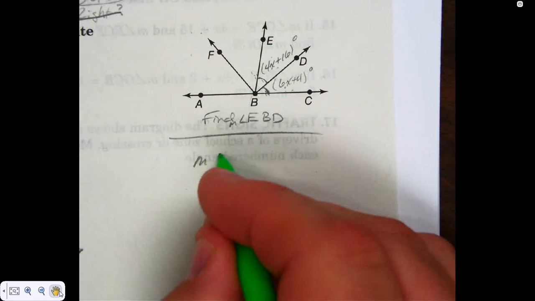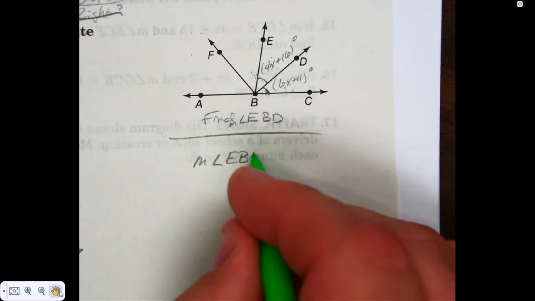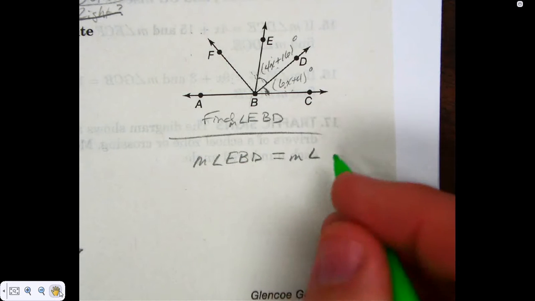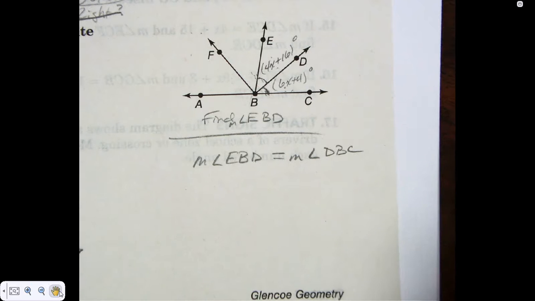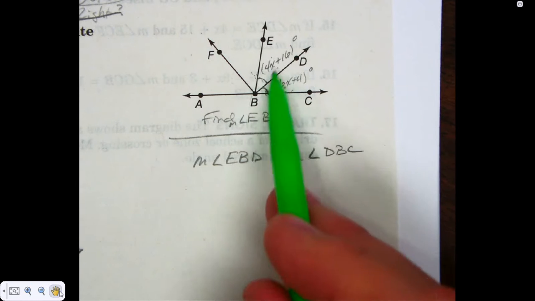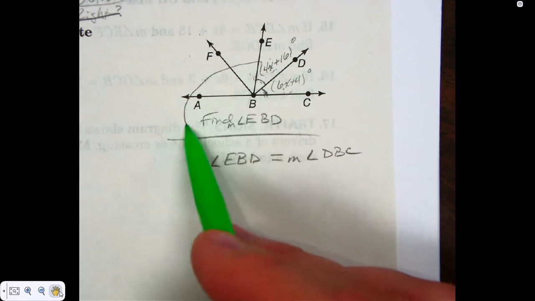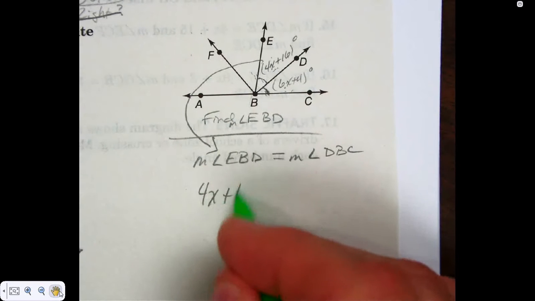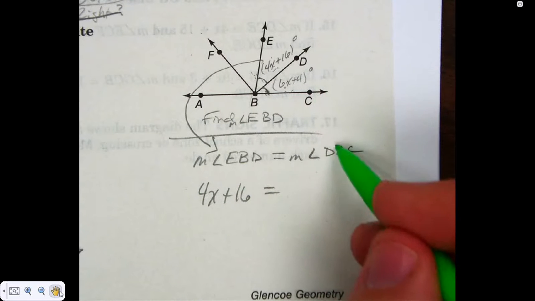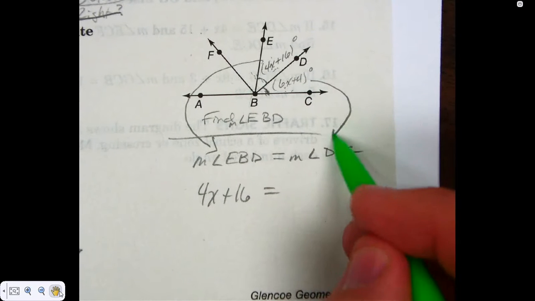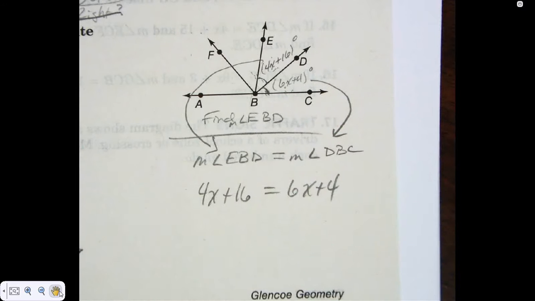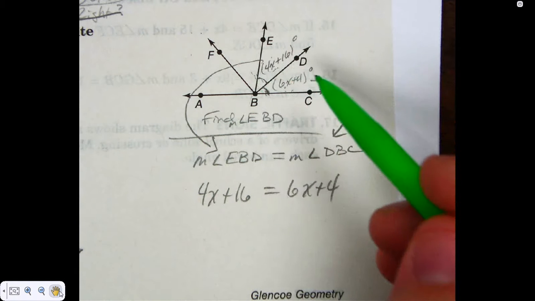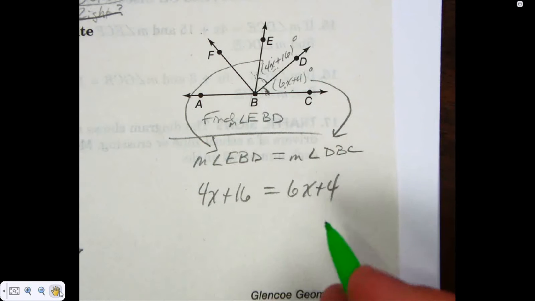So basically the measure of angle EBD is equal to the measure of angle DBC. Well, what is represented by the measure of angle EBD? 4x plus 16 is equal to, what is represented by the measure of angle DBC? 6x plus 4. So they're equal, aren't they? Because they told me this bisects it. So that told me these were congruent. At this point, it's just algebra.